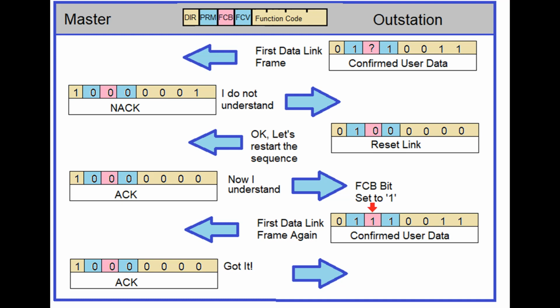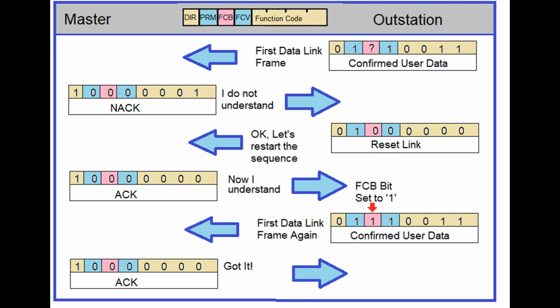Let's assume the master has started and not yet received a message from the outstation using confirmed user data. So the outstation sends the master a message using confirmed user data. The master does not know what FCB bit to expect, so it sends a NAC to the outstation instead of an ACK. The NAC means the master has no idea what FCB bit to expect. The outstation replies to the NAC message with a reset link.